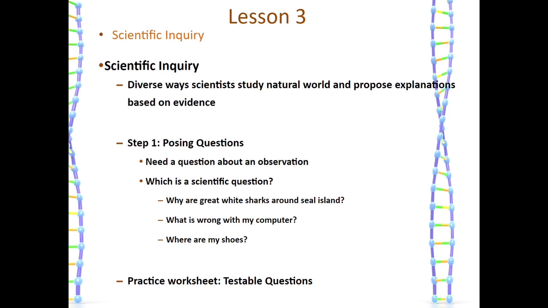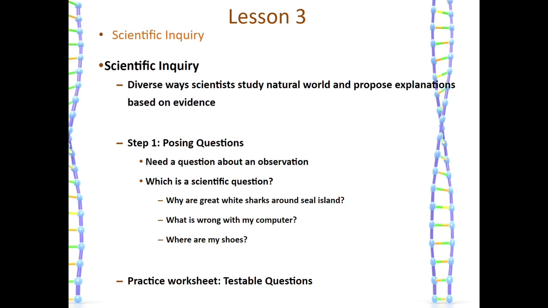A good science question needs to hit 3 criteria. Number 1, it needs to be testable. Number 2, it needs to be based on some sort of an observation. And number 3, it needs to be free of personal opinion. If you look at the 3 examples I have there, each one of those is absolutely testable. Each one is also based on an observation.